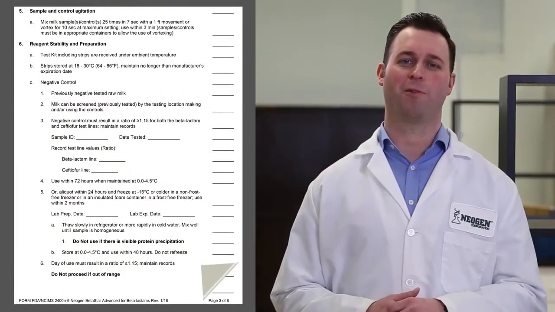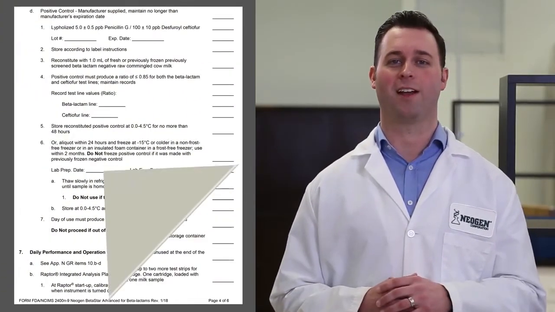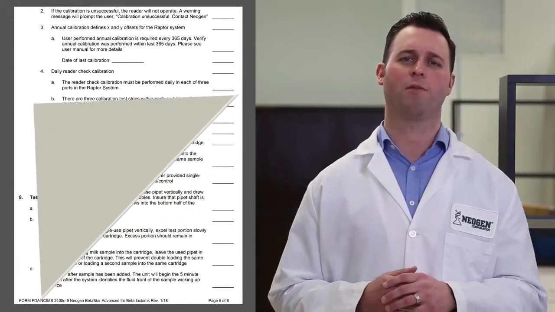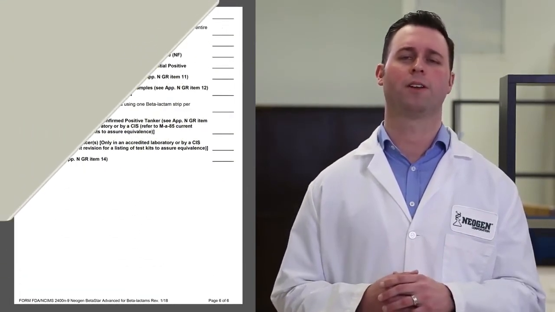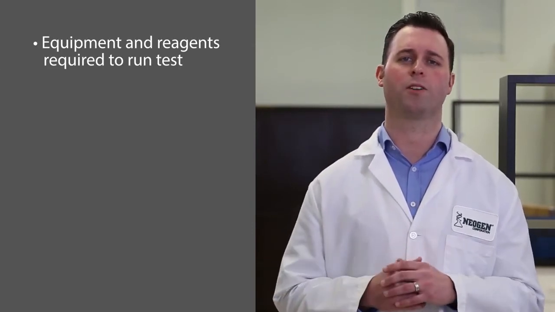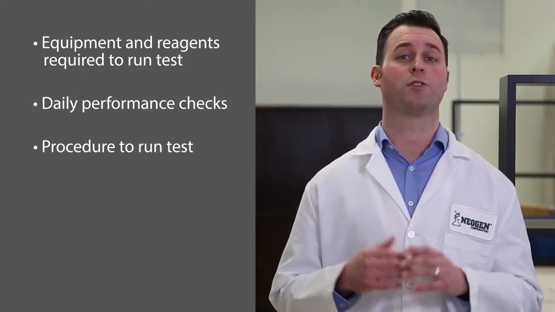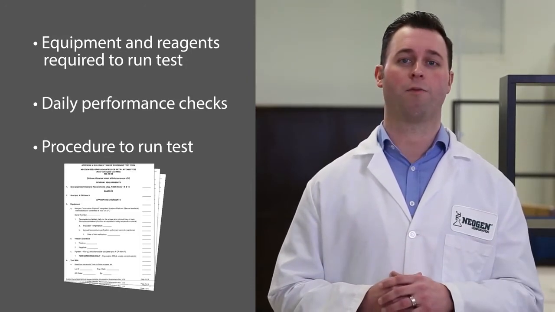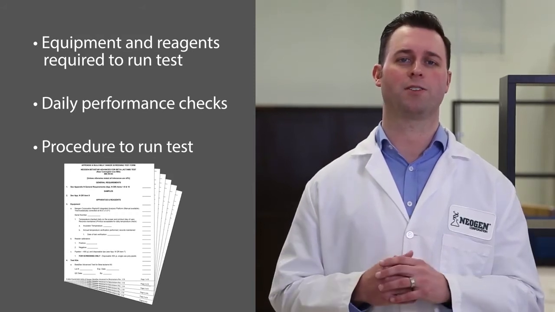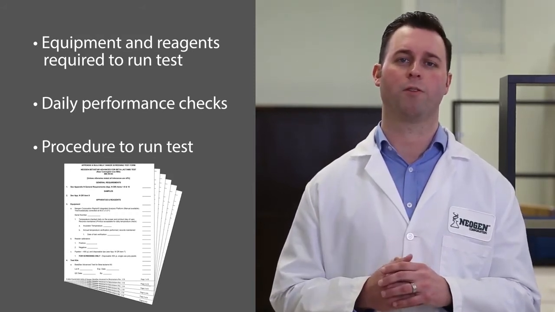Most FDA 2400 forms may seem intimidating at first, but once you understand the overarching concepts within the form, it's easy to follow. The form is broken into 3 sections: the equipment and reagents required to run the test, the daily performance checks, and the procedure to run the tests. There are 14 bolded sections within the BetaStar Advanced for beta-lactam's 2400 form.